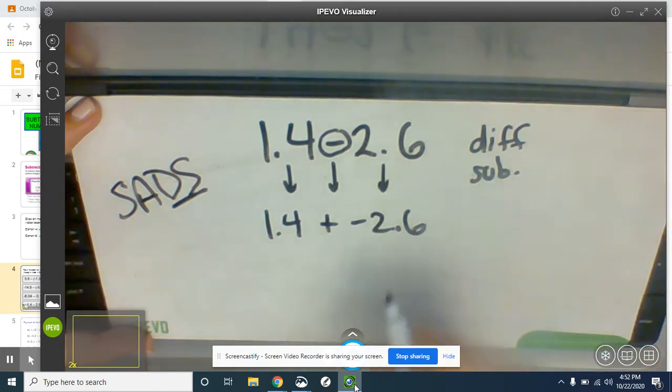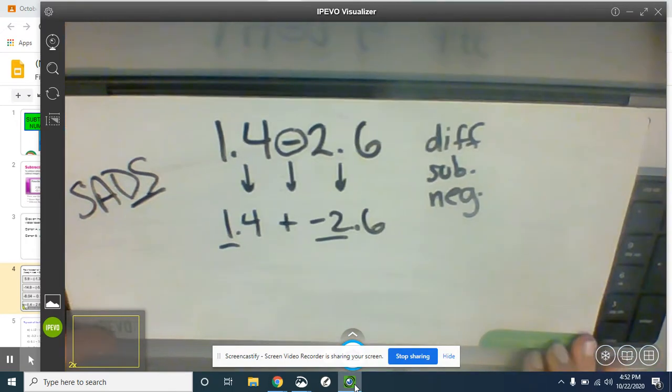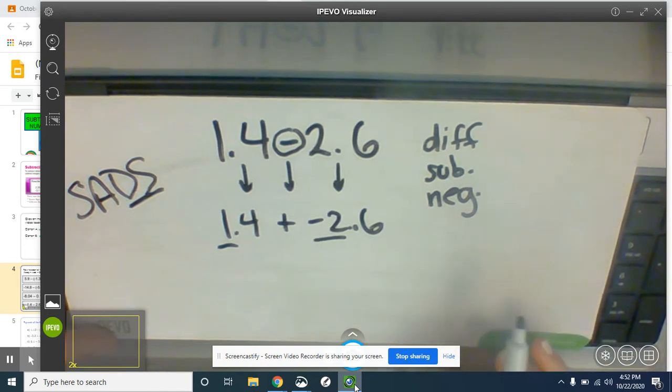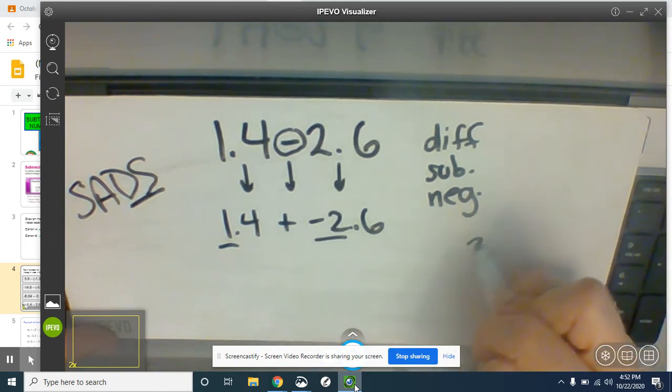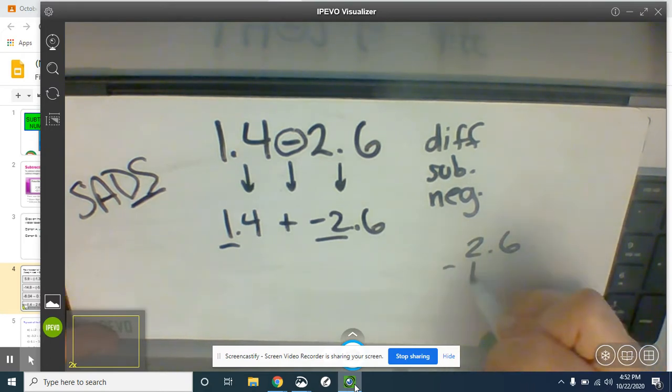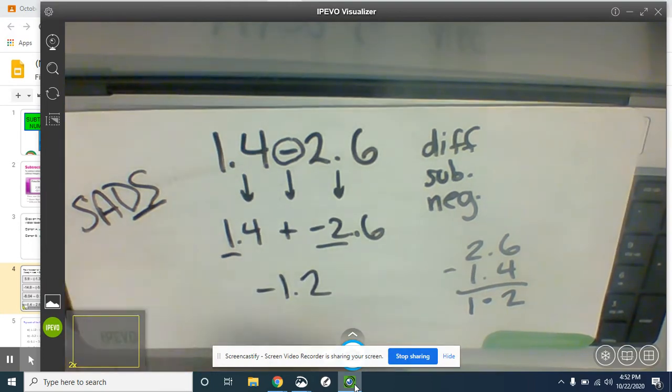Then what's there more of? Just look at the whole number part. 2 is bigger than 1, so our answer is going to be negative. So that means that the bigger one has to go on top. Since we said our answer is negative, that means this was the bigger one. So 2.6 minus 1.4, bring down our decimal. 6 minus 4 is 2. 2 minus 1 is 1. And we have a negative 1.2.